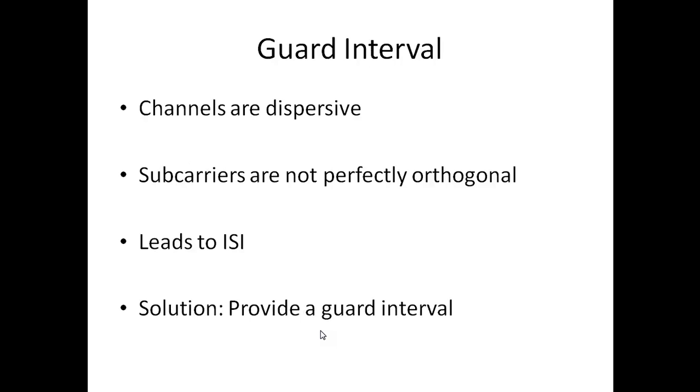Now, to discuss cyclic prefix and zero padding, we have to first understand what guard interval means. In practical systems, the subcarriers which are generated by local oscillators are not perfectly orthogonal to each other, and the channels are highly dispersive in nature, especially wireless channels, which will lead to intersymbol interference, although the carriers are almost orthogonal to each other. So a solution to this problem is providing a guard interval in the transmitted block of data.